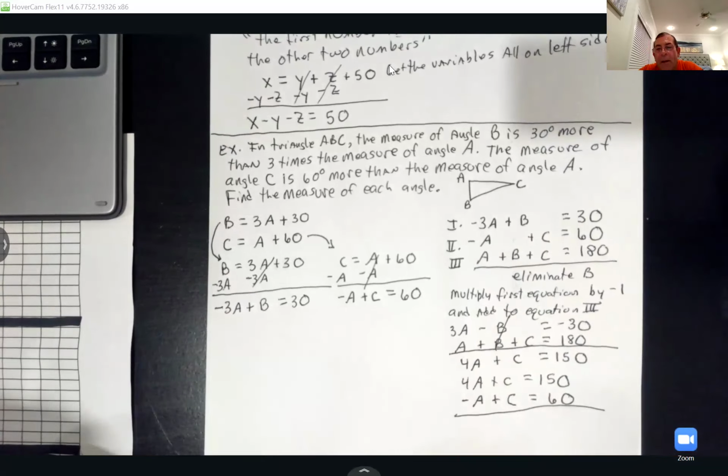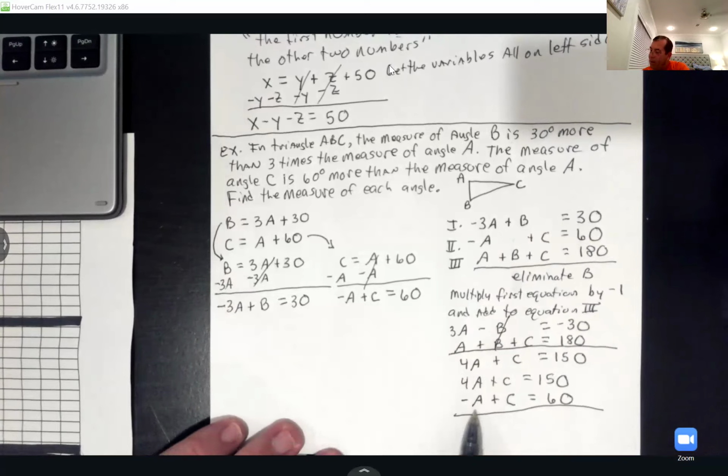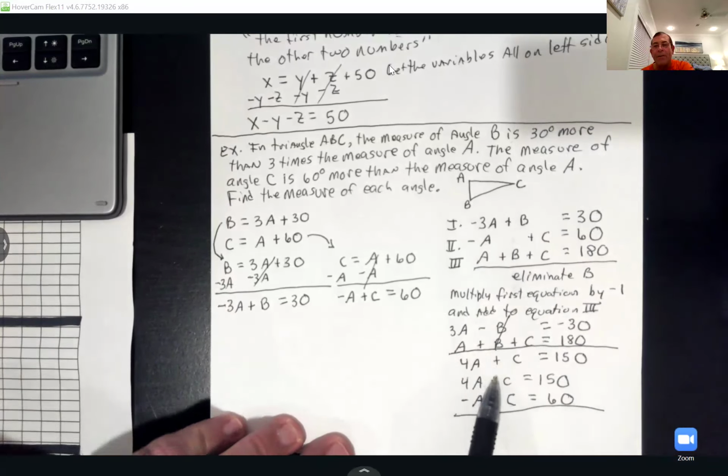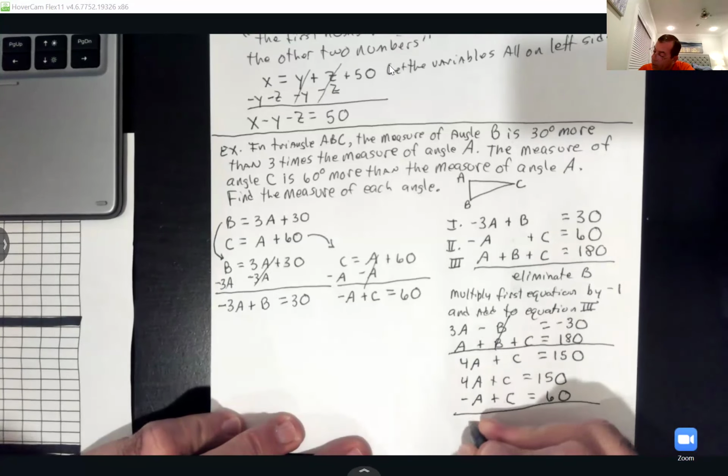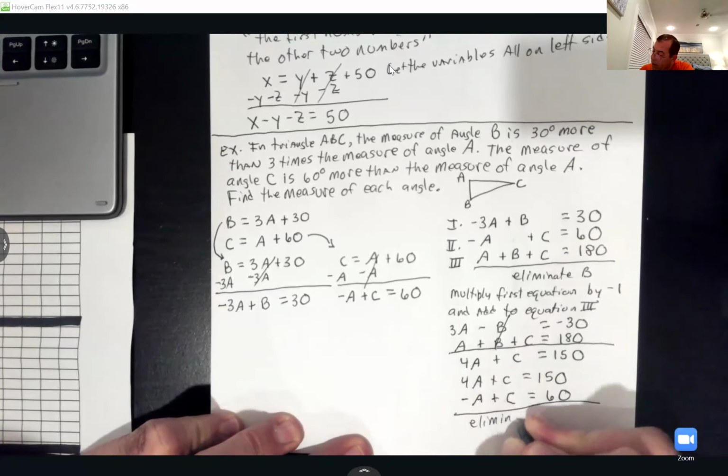So now we got to think about this. I got to eliminate one of these two variables. I can either try for the a's or I can try for the c. So y'all think what I'm going to do on this one is eliminate the c's because they'll be easier. So I'm going to eliminate the c.